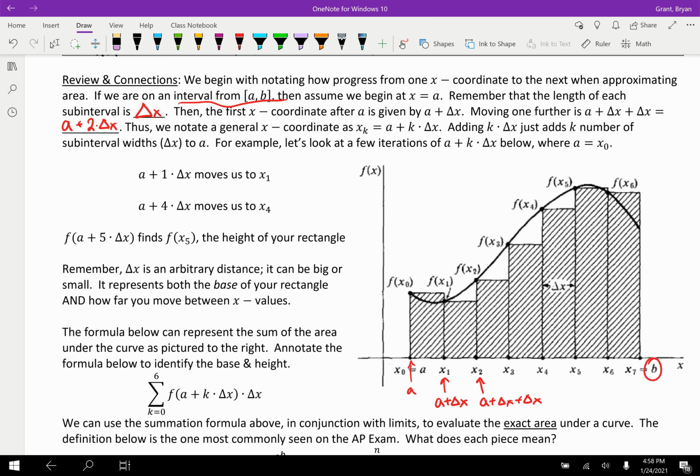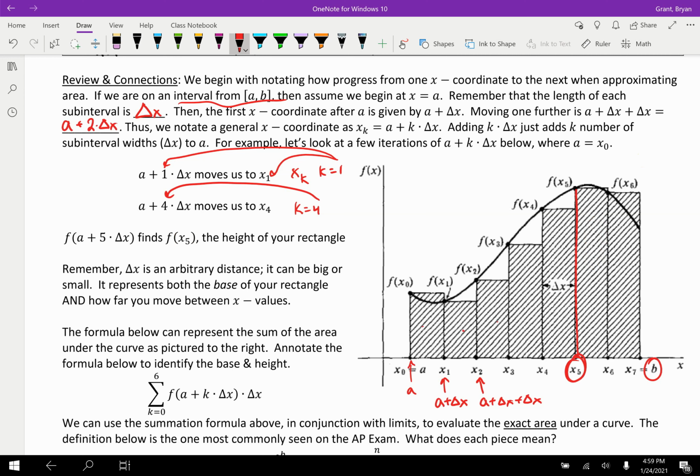If you wanted x sub k, where k equals 1, then that would mean you are going to start at A and add 1 of those delta x's, and that will move us to x sub 1. If you wanted to move to x sub 4, that means k is 4, so you add 4 of those delta x's to A, and that gets you over to x sub 4. If you think about it with f in front of it, then if we said f of A plus 5 times delta x, then that's going to move us to the x sub 5 coordinate, this guy over here, and then f of that actually is finding this height. It's actually finding the height of our sixth rectangle over here, right? 1, 2, 3, 4, 5, 6. It's finding the height of our sixth rectangle.